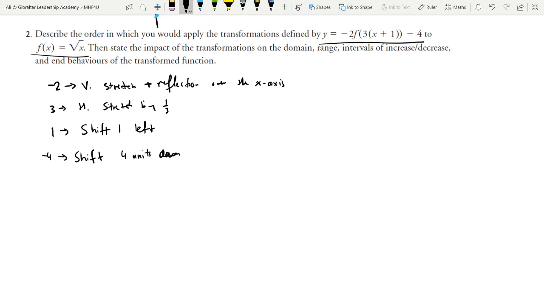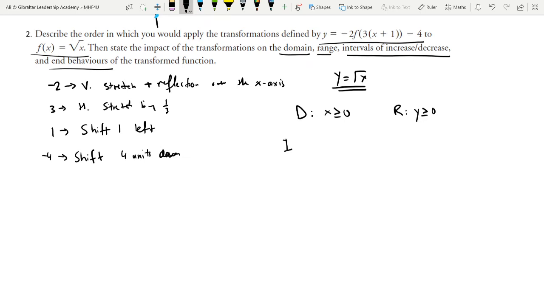So our original function again is root x. What do we know about the domain, the range, the intervals of increase and decrease, and the end behaviors? So for y equals root x, for our parent function, we know the domain is x is greater than or equal to 0. We know the range is y is greater than or equal to 0.